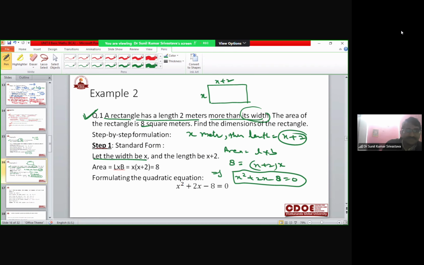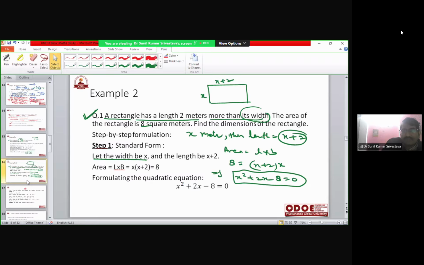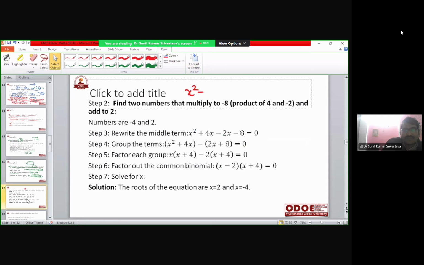What do I have to do here? Just put the equation. What I've written here: x square plus 2x minus 8 is equal to 0. Simple and sweet concept. What do I have to do? Coefficient of x square, that is 1. 1 into 8, we have to multiply, and write all the possible factors of 8. That is 1 into 8 and 4 into 2. These are the two factor pairs of 8, 1 into 8 and 4 into 2.